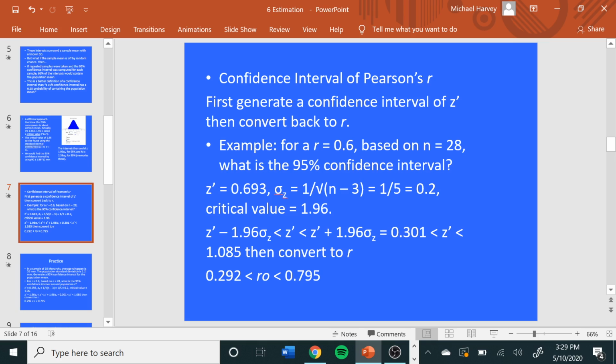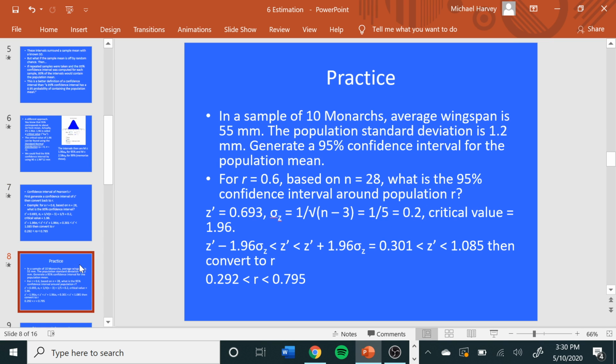So what this is saying is that, based on our sample from our class, we can be about 95% confident that at Broward College, the correlation between weight and height is somewhere between 0.292 and 0.795. It's a pretty wide interval, but at least we can see that it's positive. It's not negative in this particular interval. All right. Okay, so let's see what else we have here.